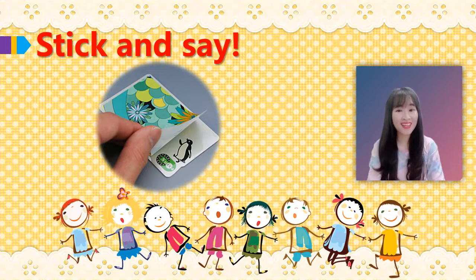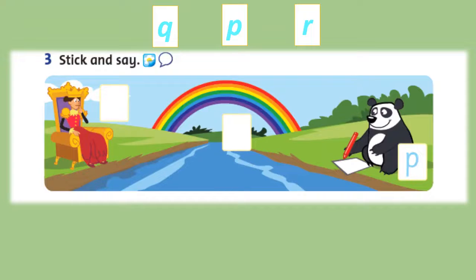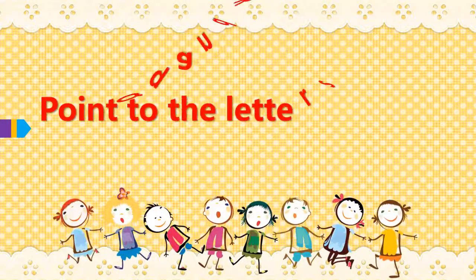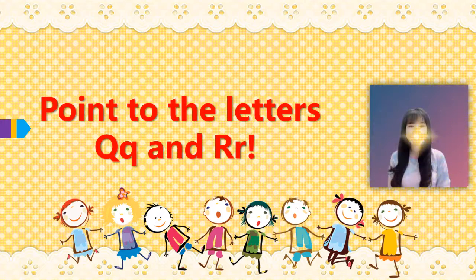This exercise I think you will like a lot. So now, let's stick and say. This exercise, you have to point then circle the sound Q and R at the start of the word. Let's do it.